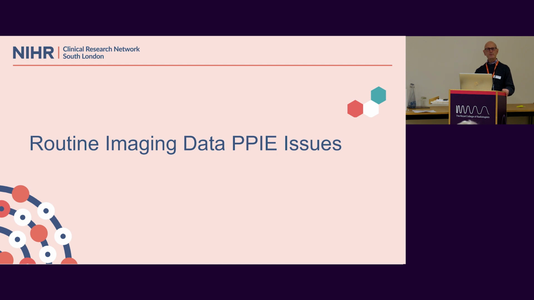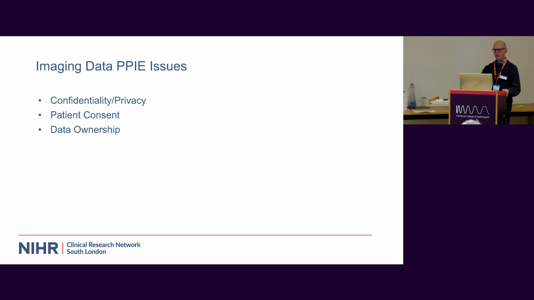So now that we've got a definition of PPIE, I'll state what I think are, for me, the PPI issues specific to the use of imaging data. Confidentiality, patient consent, and data ownership. Routine data is obtained during imaging carried out both for clinical reasons and when part of the research program. Now, clearly, when a patient is part of a research program, then they'll give their consent to being part of that research program. So the PPIE viewpoint needs to be wider than just patients who volunteer to take part in the trial.